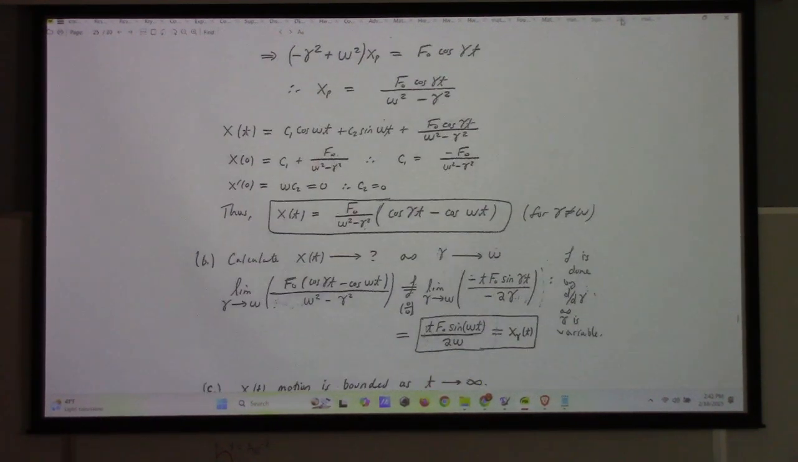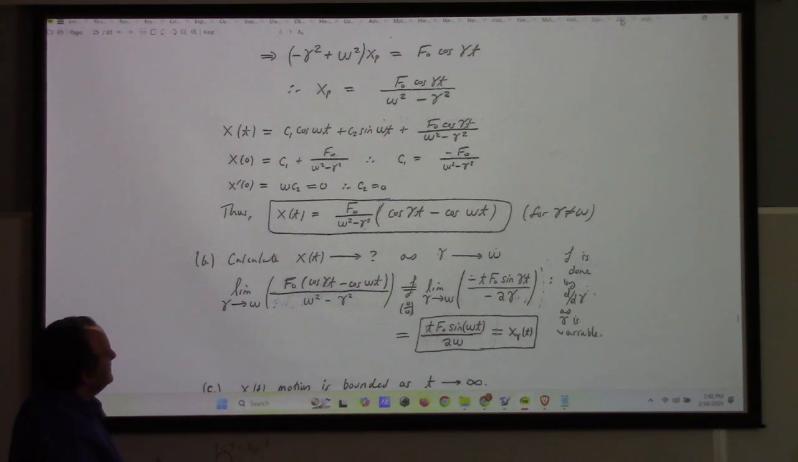Then part B was like, hey, take the limit as gamma goes to omega. So if I take the limit as gamma goes to omega of this business here, then what happens? It's an indeterminate type, right? Because this goes to like 0 over 0. So I use L'Hopital's rule, type 0 over 0.